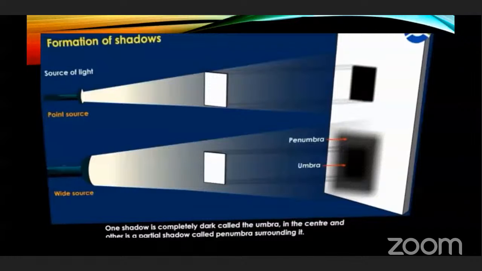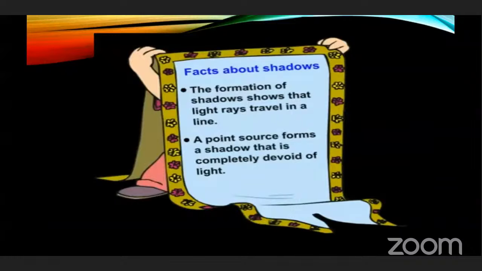If there is a point source, then one shadow is formed. It is umbra. And if the source of light is wide, means a big source of light is there, then two shadows are formed, that is umbra and penumbra. So from this, we learn two facts about shadow. That is, the formation of shadow shows that light rays travel in a line. How do light rays travel? Light rays travel in a line. And a point source forms a shadow that is completely devoid of light. Devoid means there is lack of light.